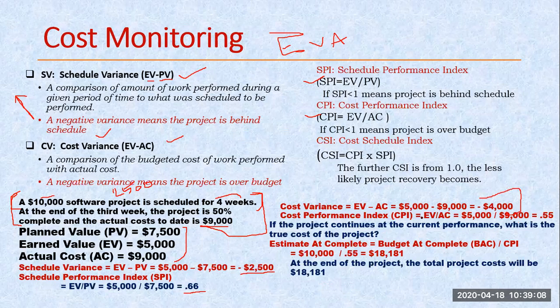Now this CPI helps me calculate the forecast. What is the new cost for my project? By using this CPI we are able to calculate the new cost. This is the relation, estimate at completion: budget at completion divided by CPI. Budget at completion is whatever my previous cost was, 10,000, divided by CPI 0.55. So this is the new cost. Instead of completing the project in 10,000, as per the current scenario we are going to complete it in 18,181.